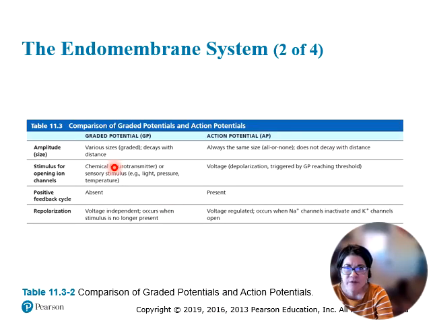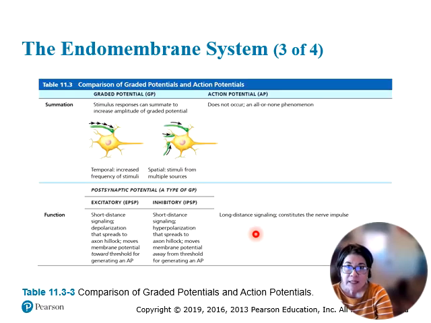Okay, and then these are factors that affect the action potential. Comparison of graded to action: summation occurs with graded potentials. Summation doesn't occur with action potentials. That's only with graded potentials. I probably didn't say that. So you only see the excitatory and inhibitory effects with graded potentials, the weak ones. You don't see it with action potentials.